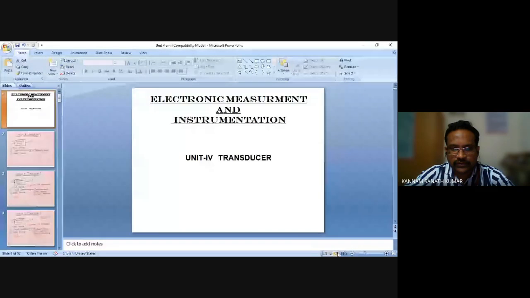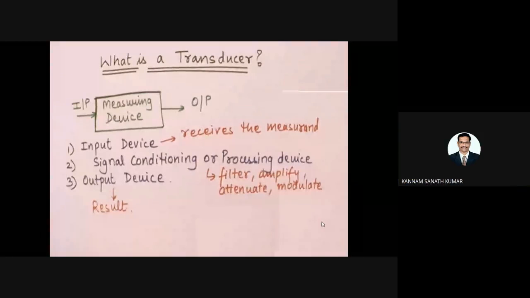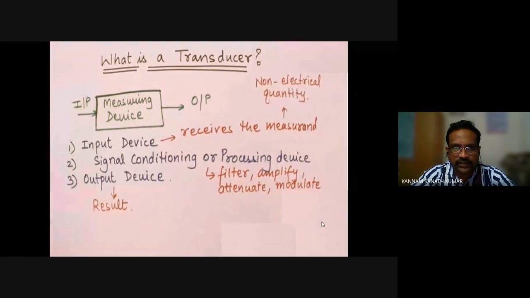Whatever the measured value is, you will get it in the output. If you want to see the measured value, either in displays or in readings, it will be displayed on the output device. That is, the result is obtained on the output device. So which quantity do we need to measure? Mainly in measuring devices, we need to measure a non-electrical quantity, like temperature, pressure, humidity. Whatever the non-electrical quantities are, they will be given to the measuring device.